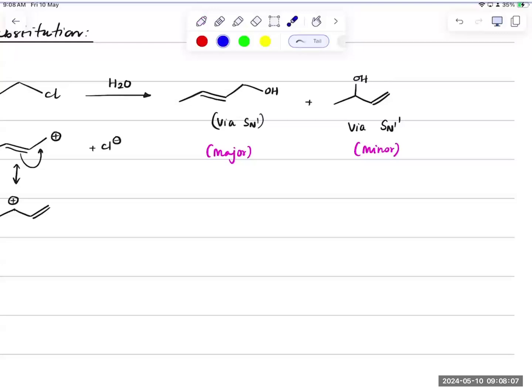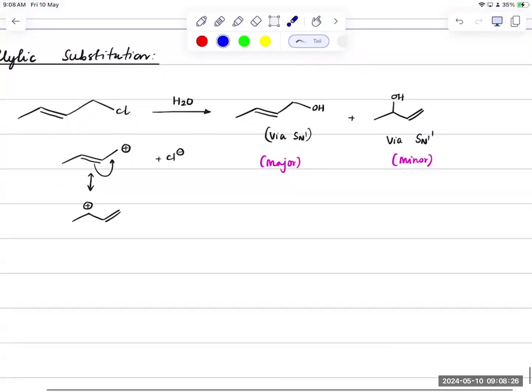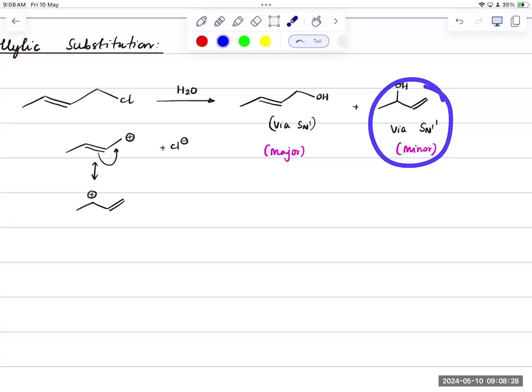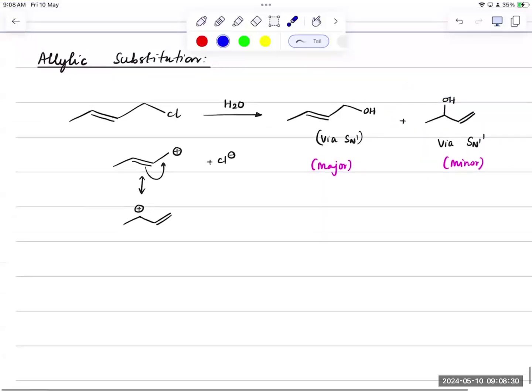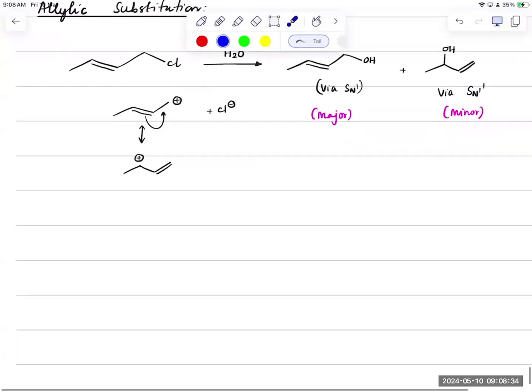Reason being, this carbocation which is present here will be strongly held by the water molecules around it. So that's why the water will attack directly here. Less resonance. I mean, resonance will happen, but electron density will be more concentrated here. But if it is aprotic solvent, right, then this will be major product. But this is about allylic substitution via SN1 or SN1 prime.